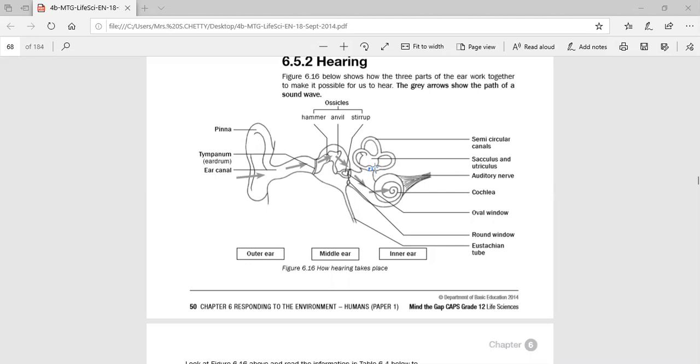So if these blue little things represent those receptors, they are called cristae, C-R-I-S-T-A-E. So when the fluid moves inside the semicircular canal, the fluid will now go and stimulate this cristae, and impulses will be created, which will be taken up to the cerebellum, because the cerebellum is for balance. And then the cerebellum itself will send impulses down to the muscles of your body to restore your balance.